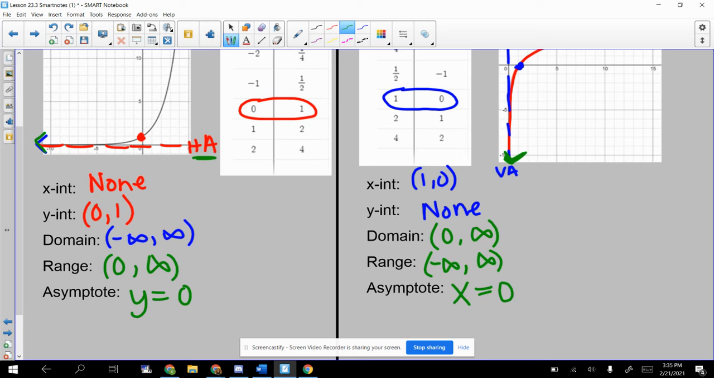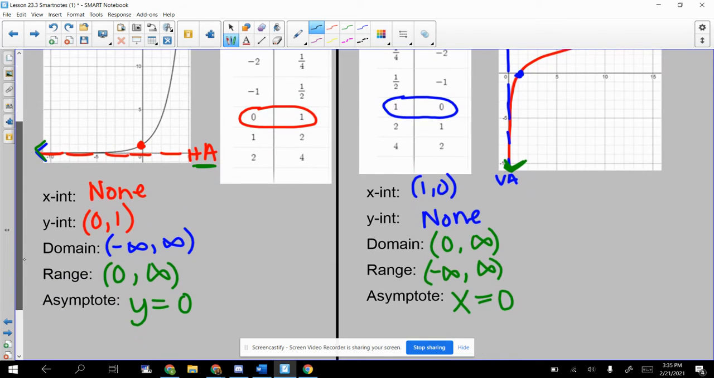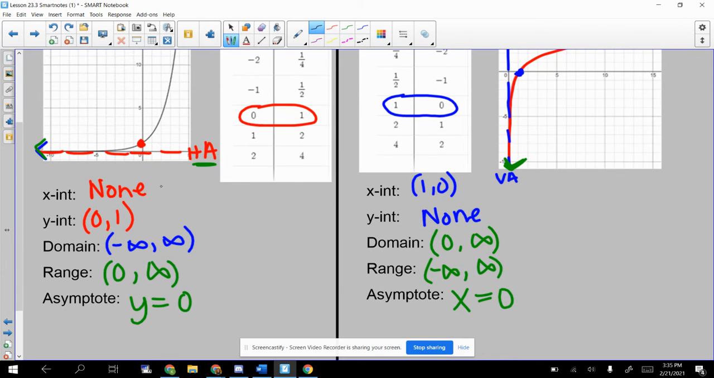Now looking at a couple of similarities and differences between an exponential and a logarithmic inverse function, everything just flip-flops. Your x and y intercepts flip-flop. In an exponential, you have no x-intercept. In a logarithmic, you have no y-intercept. In an exponential, the y-intercept was 0, 1. In a logarithmic, the x-intercept is 1, 0.